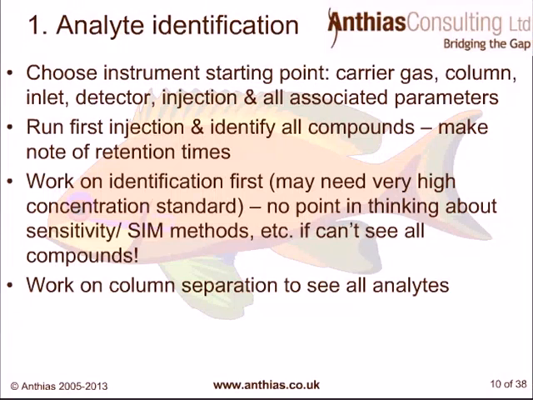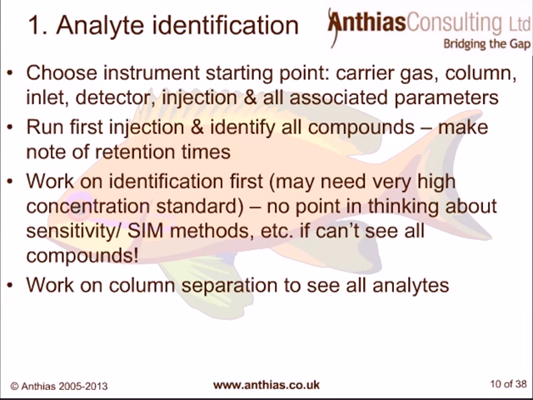So here we're going to go through a number of different stages, which I usually start with. First of all, analyte identification. First of all, you'll choose your instrument starting point. You can get a lot of information from your research, but there are also quite a lot of rules of thumb, which can give you a good starting place. So choose your carrier gas, your column, your inlet type and method, your detector, injection, and all associated parameters. And then you'll run your first injection and identify all of your compounds.